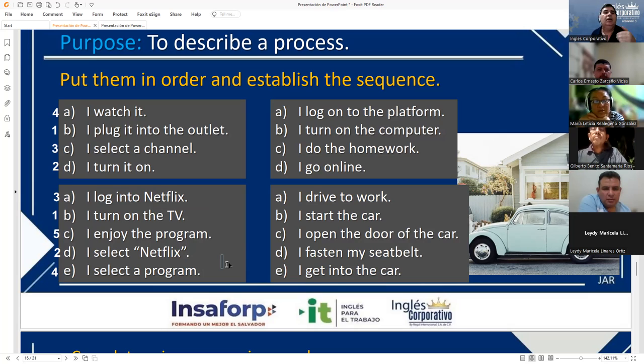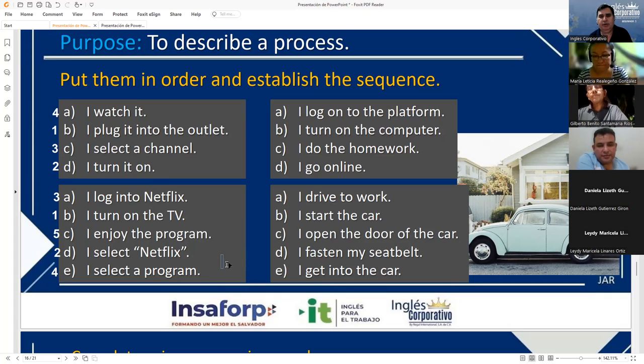First, I turn on the TV. Next, I select Netflix. After that, I log into Netflix. Later, I select a program. Finally, I enjoy the program.